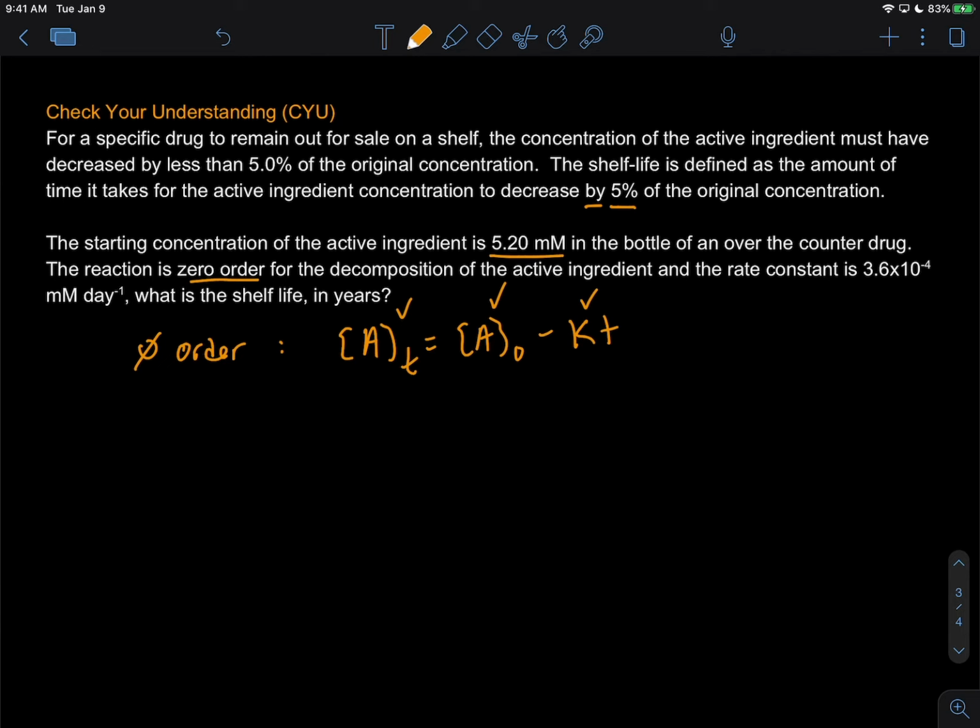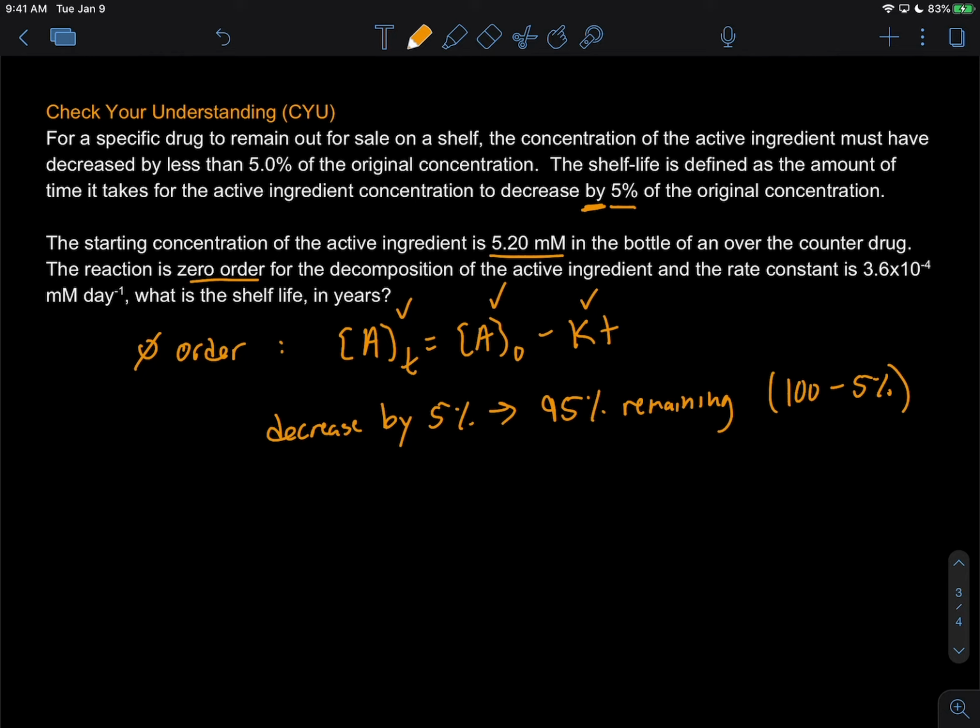So we're trying to figure out how long it takes to decrease by 5%. So if we're told that we decrease by 5%, what that would tell us is that we have 95% remaining. Right? We think 100 minus the 5% that it decreased by. Okay. Important to note there, these are some things to pay attention to. Decrease by is how much it dropped by. Decrease to is what the ending concentration would be. So it decreased by 5%.